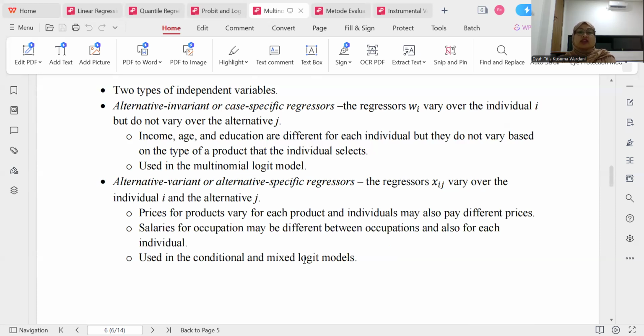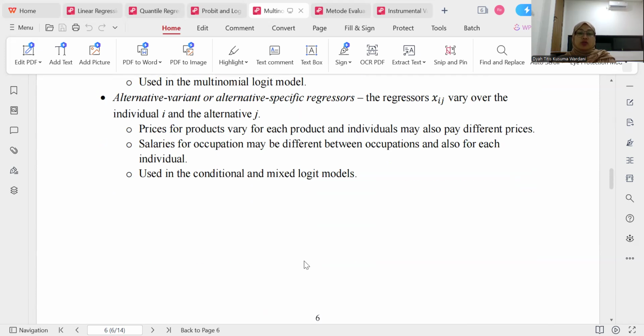And then alternative-variant or alternative-specific regressors. Here the regressor xij varies over the individual i and the alternative j. For example, the price of a product varies for each product, and individuals may also pay different prices for the product. Also, the salary for an occupation may differ from one occupation to another, and also for each individual. And we can use the conditional and mixed logit models.